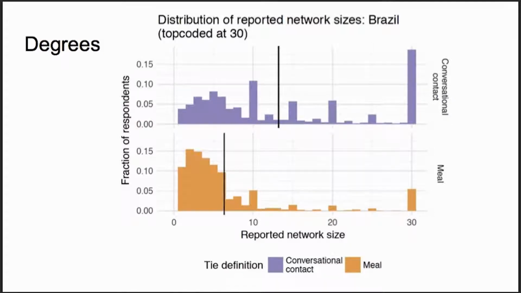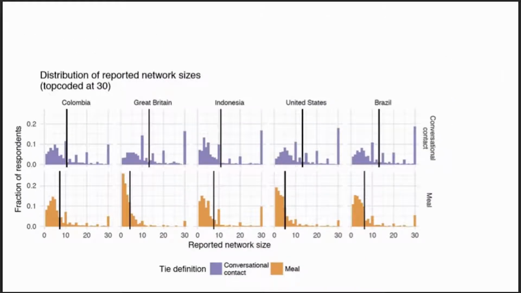Okay, so now these are the results for Brazil. So now let's look at the results for all of the countries together. So this is Colombia, Great Britain, Indonesia, the United States, and Brazil. On the top row here we have, again, the conversational contact network. This is the meal network, so these are the results that we just saw. And if you look at these as a set, it's pretty consistent that the average number of reported connections using this meal definition is smaller than the average number of reported connections using this conversational contact definition. But again, taking this heaping as an informal indicator for the quality of the reports, we see a lot of heaping with the conversational contact reports and not as much heaping in the meal definition.